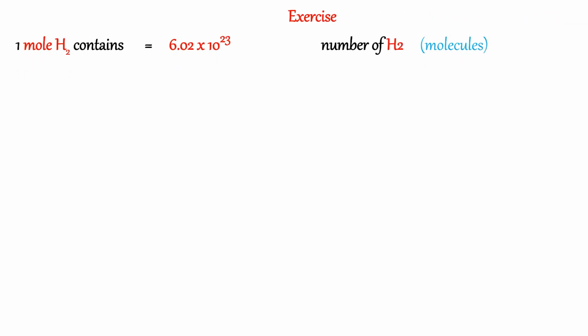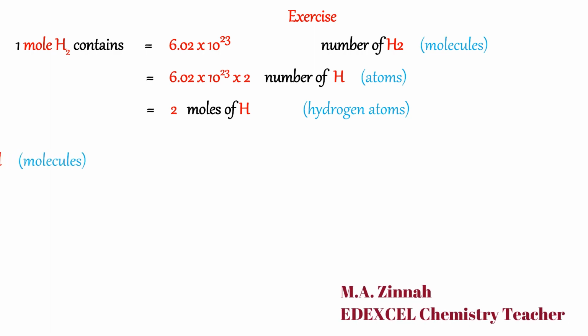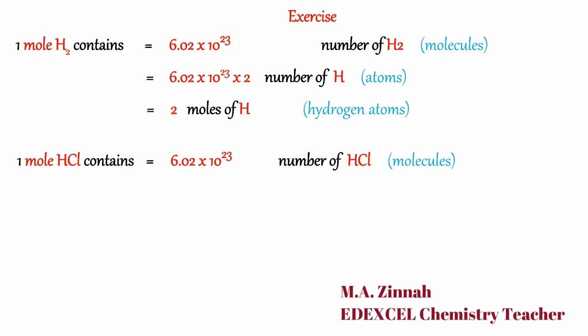Exercise. 1 mole of hydrogen contains Avogadro number of hydrogen molecules. And this contains how many hydrogen atoms? Double number of hydrogen atoms, because each one contains 2. So double number of hydrogen atoms, double than Avogadro number, will have 2 moles of hydrogen atoms.